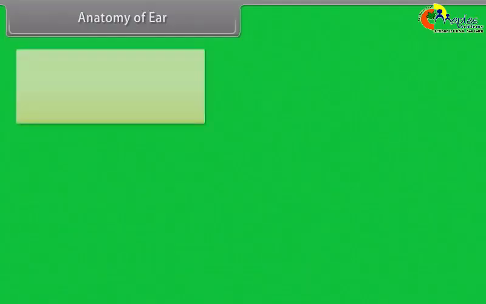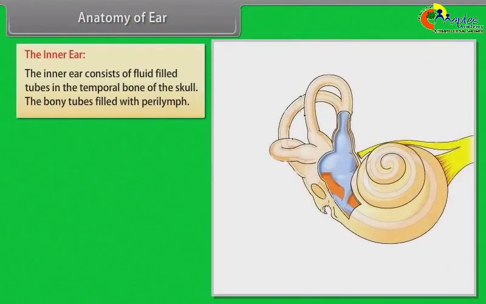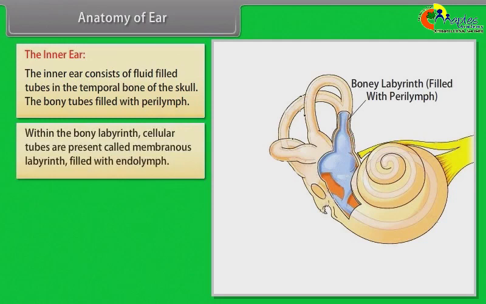Anatomy of the ear. The inner ear. The inner ear consists of fluid-filled tubes in the temporal bone of the skull. The bony tubes are filled with perilymph. Within the bony labyrinth, cellular tubes are present, called the membranous labyrinth, filled with endolymph.